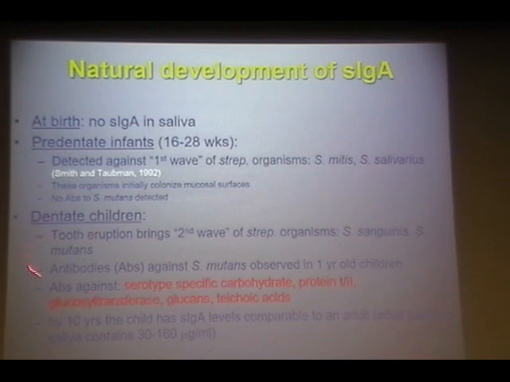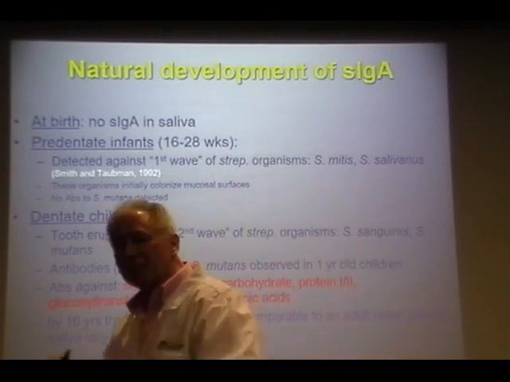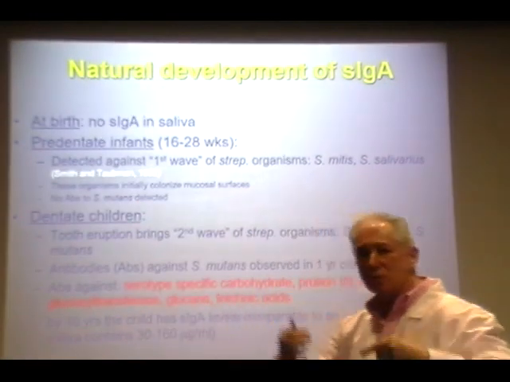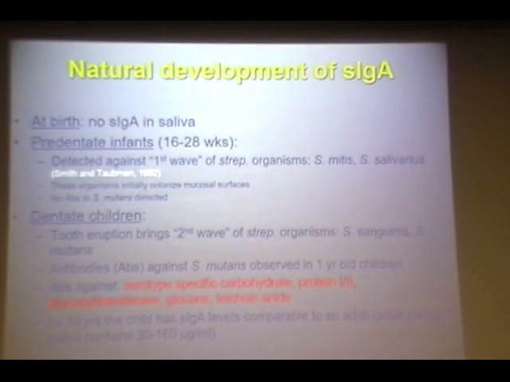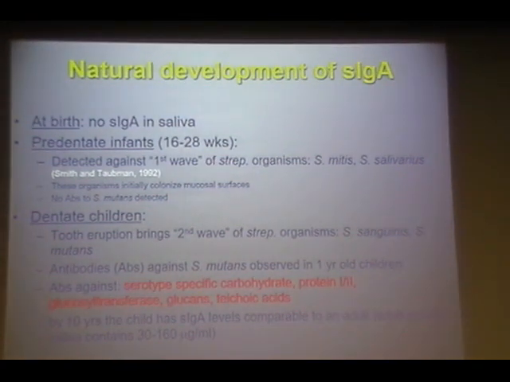Now, when do you start seeing antibodies against strep mutans? When the baby's about 1 year old. And these antibodies will identify specific components of strep mutans. We'll talk about serotype-specific carbohydrate molecules, where, remember that serotype C is the one that is most important of the mutant streptococci, of which strep mutans belongs. Serotype C is the one that plays a major role in caries development.